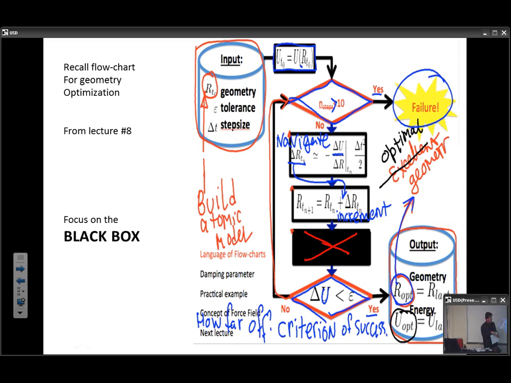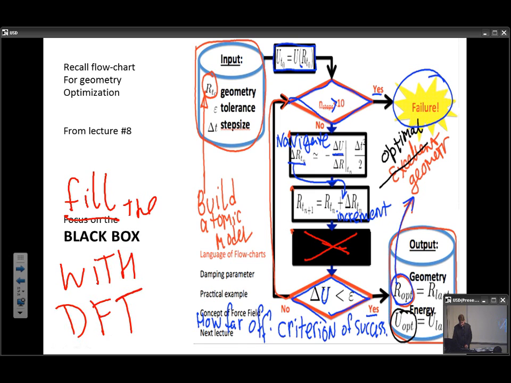The quizzes that you completed and our brainstorming session gave us a module, a subroutine that starts with the position of ions and generates total energy with a reliable, precise enough electronic structure calculation. So now this module, this subroutine, can be inserted into this black box and used for geometry optimization. So, fill the black box with DFT.